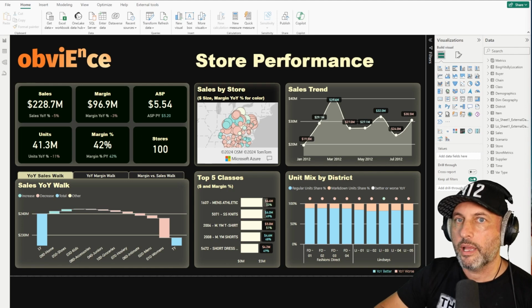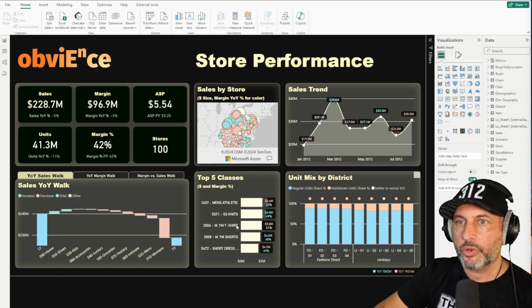Now, I have to make an admission. I almost never use stacked column charts. And that's not that I don't know when they're useful. The problem is that every chart that I use, I try to generate some sort of insight.